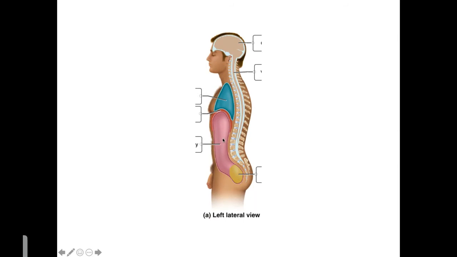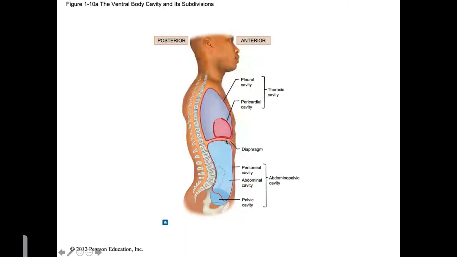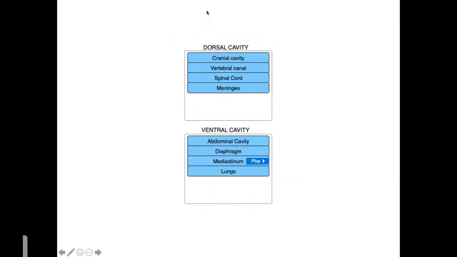And then here is the abdominal cavity. And then here's your pelvic cavity. I've seen questions in the past pop up where you have to drag and drop which cavities are in the dorsal and which is in the ventral, right? So again, ventral is here, dorsal is everything back here.